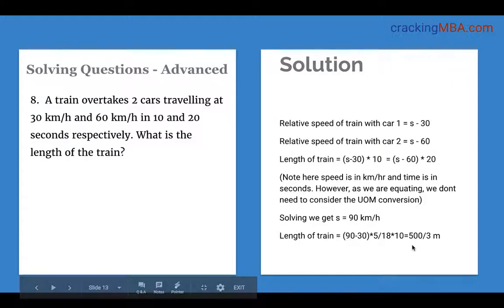But you need to be careful when you're doing the actual calculation of the length of the train. Here, 90 minus 30 is in kilometers an hour. We convert it into meters per second and then multiply by 10 to get the length of the train in meters. Let's move on.